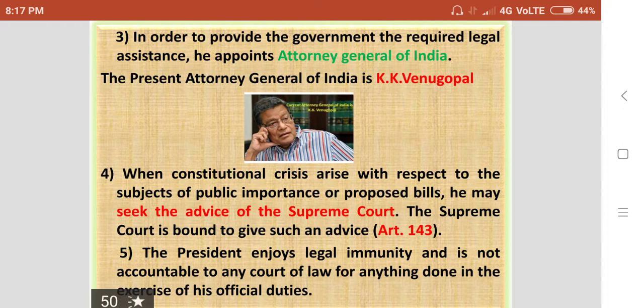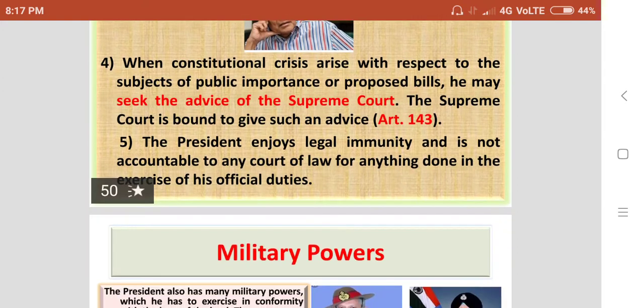Fifth judicial power, the President enjoys legal immunity and is not accountable to any court of law for anything done in the exercise of his official duties. So during his holding office, if anything happens, then he should not be called in a court of law. So this immunity or exemption is granted to the President of India.